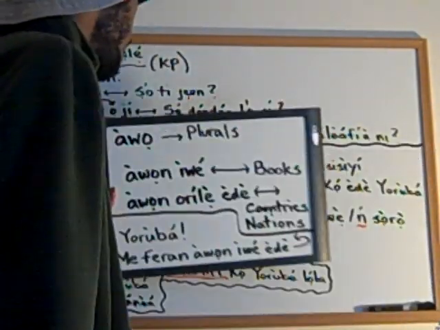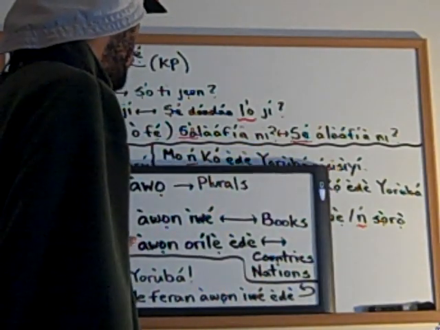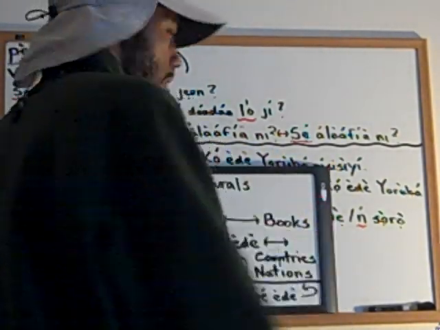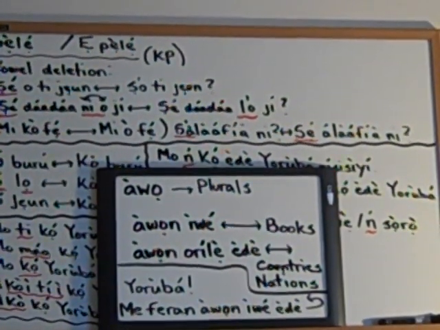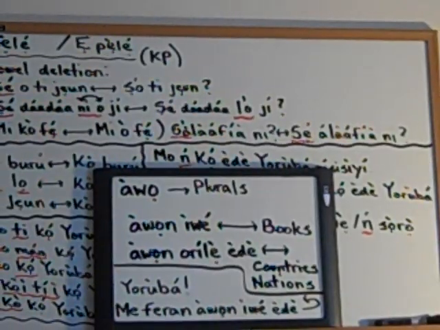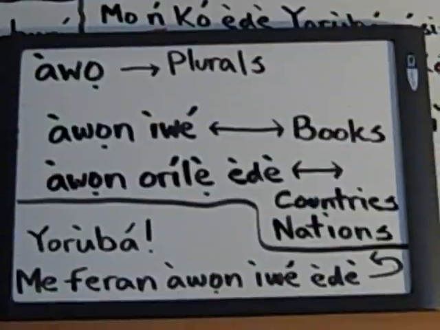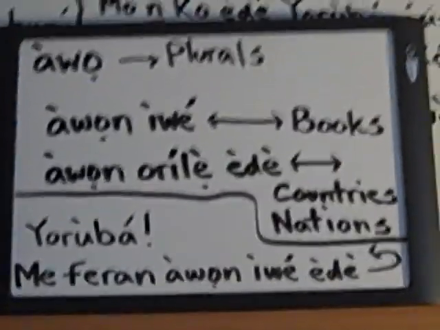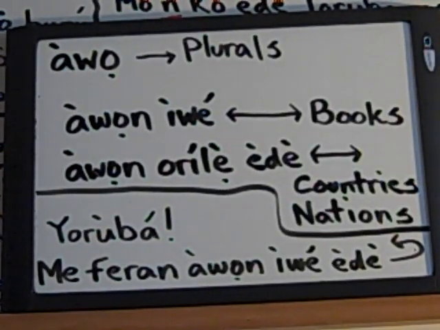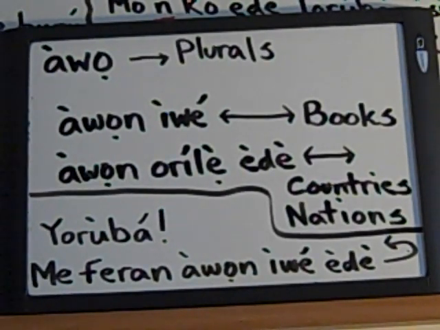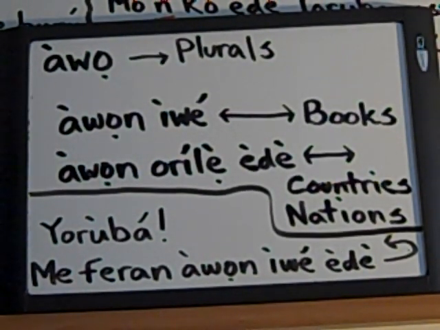Now, one more thing I want to show you guys before I end the lesson. All right, you guys can see. Okay, so now, as you can see, we're dealing with plurals here. Awo, we have awo. You add awo in the front of a noun, and you'll get the plural.